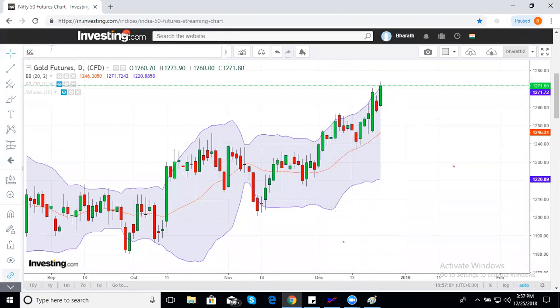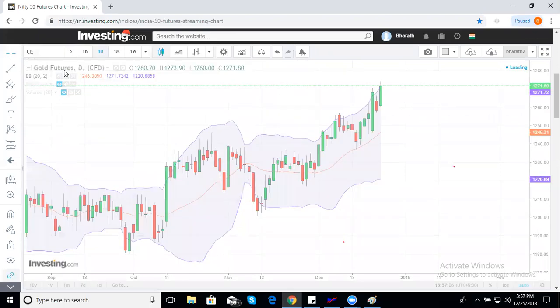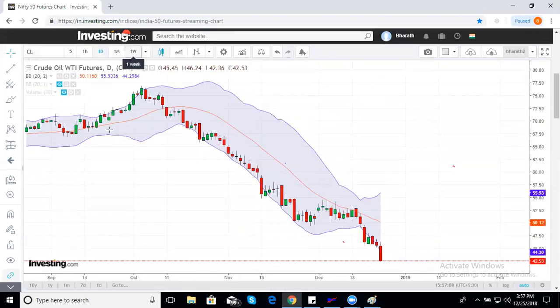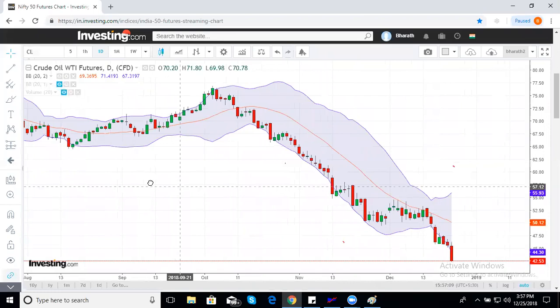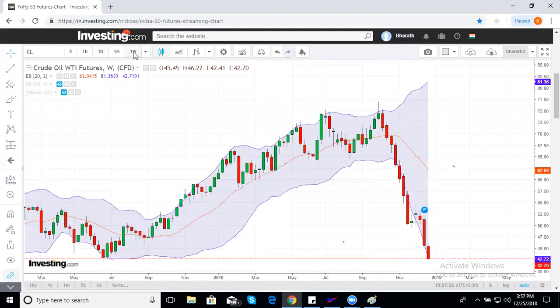Somebody wanted crude. Let's see crude oil. Look at this. The entire move on crude oil, it took resistance at the middle band for about 1 week back and collapsed from 52 to 42. I'll show on the weekly chart how it made a bottom.